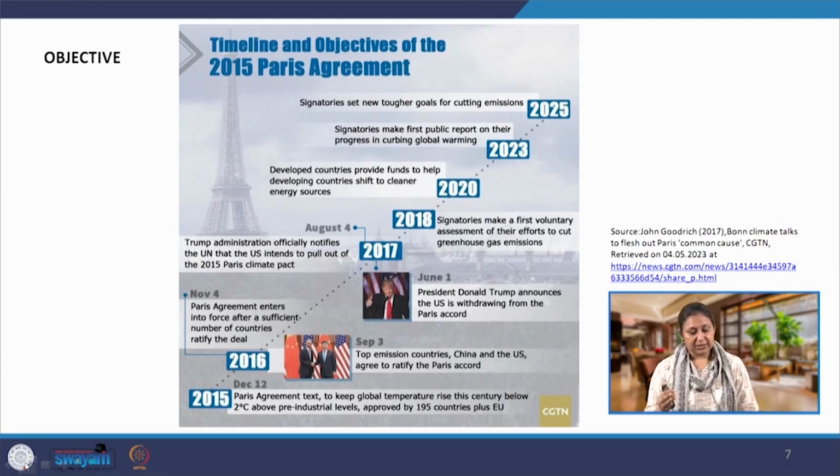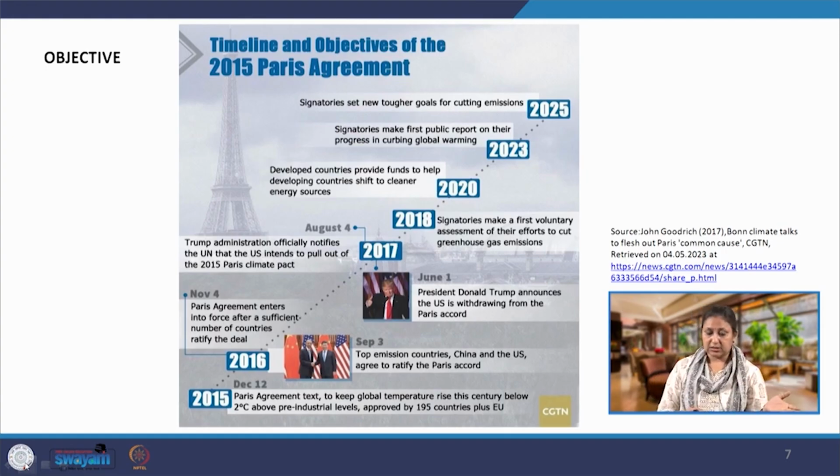In 2023, signatories make the first public reporting of their progress in curbing global warming, and part of it we had seen in the first lecture of this week when we were discussing UNFCCC, and we were looking at the commitments, the targets that each individual country has set for itself, and we saw that India committed to become net zero emission by the year 2070, or China pledged to become net zero by 2060 and things like that.